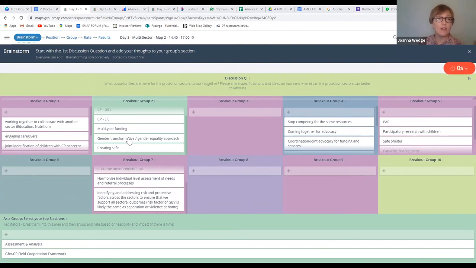Some of you, it's quite easy. Group one, you seem to have three points that you put on the board. Anyone from group one here? Group one.